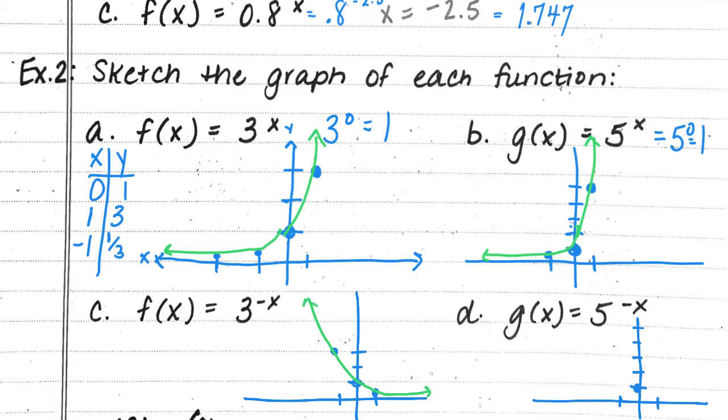Again, it never touches the x. Now for the 5 to the negative x, when I graph negative 1, it's going to go through 5. And when I graph positive 1, it's going to go through 1/5. And again, never going to touch the x-axis.